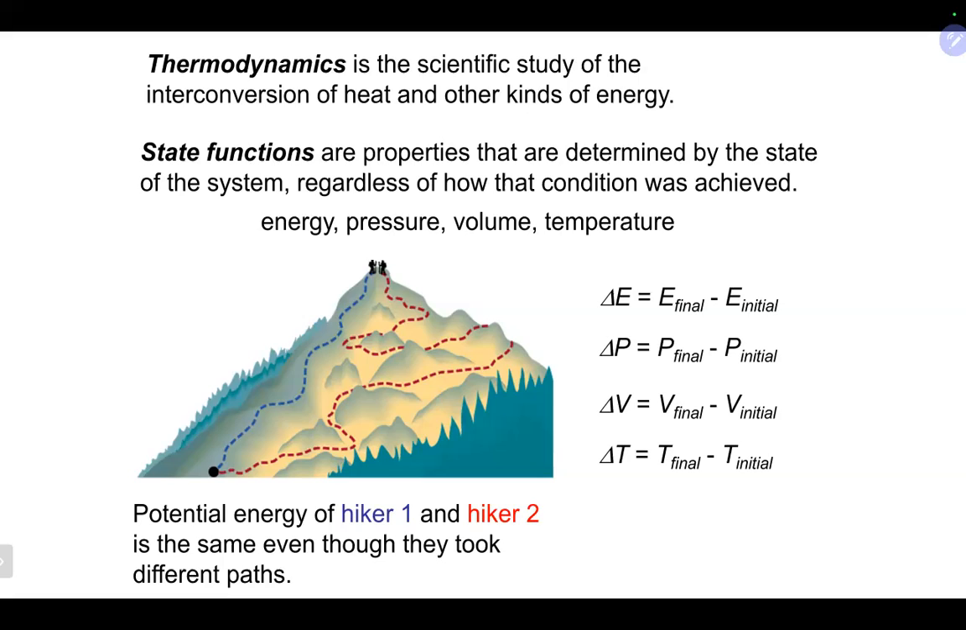As we can see here, our blue hiker took the more direct route up the mountain. Our red hiker took the more scenic route around the mountain. At the end here, they both will possess the same potential energy because they're standing in the same location. They started in the same location. It doesn't really matter how they got there.